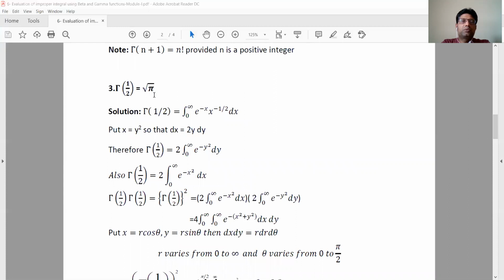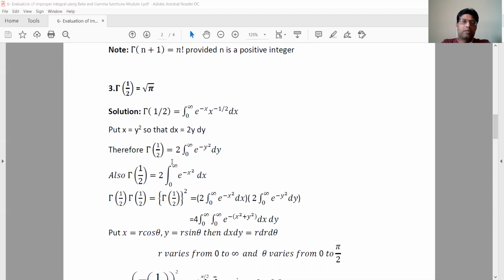Gamma of 1 by 2 is root pi. So gamma of 1 by 2, according to the definition, has x power n minus 1. Here 1 by 2 minus 1 is minus 1 by 2. So put x equals y square, so that dx is 2y dy. Therefore gamma of 1 by 2 is, instead of dx, 2y dy comes, so that 2 comes outside, the integral 0 to infinity of e power minus y square dy. So 2 times 0 to infinity e power minus x square dx.